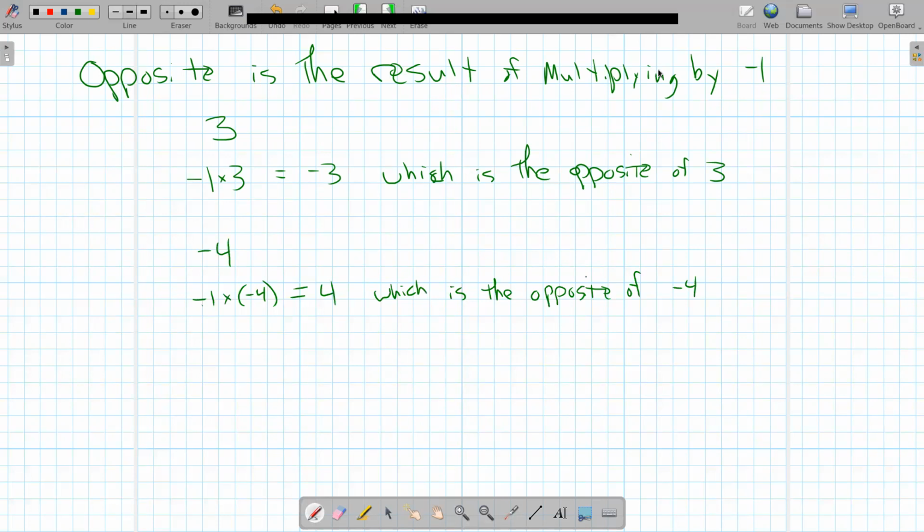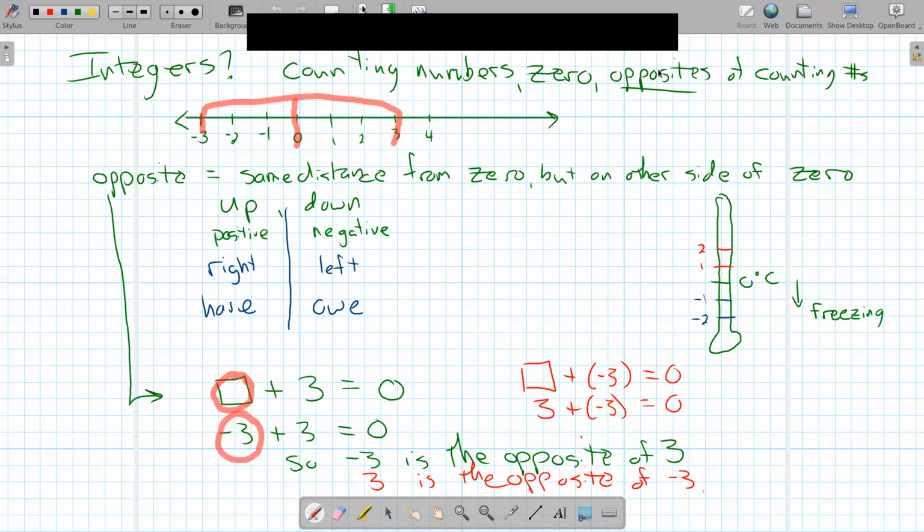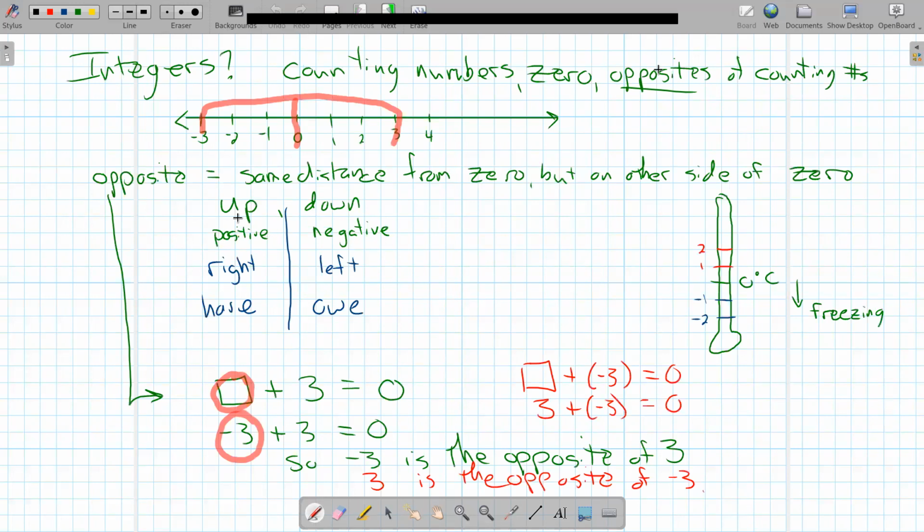So we're going to take that and we're going to apply a model to it. I started thinking about models back here when I was thinking about up versus down, right versus left, to have money and to owe money. And then temperature, positive, negative temperatures, freezing versus not freezing. So those are physical models for what it means to be an integer.